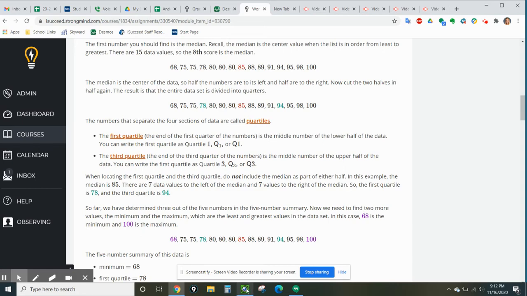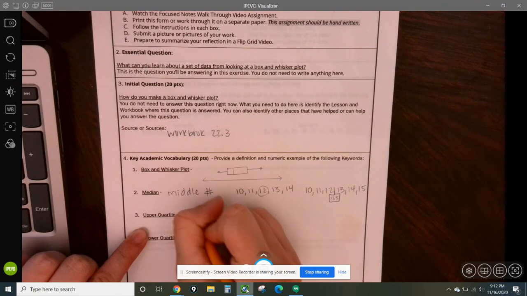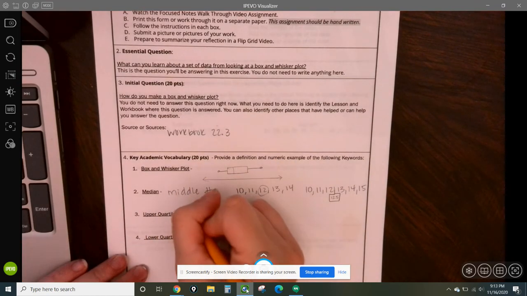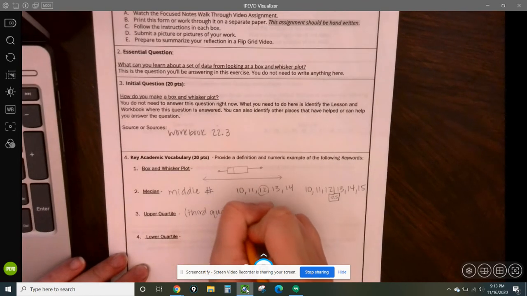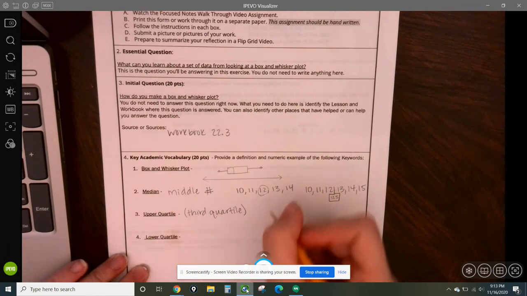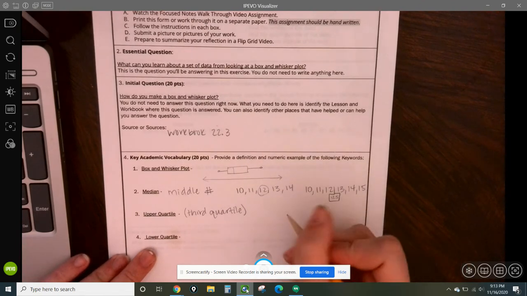So let's fill that in here on our notes. So the upper quartile, we could also write, sometimes it's called the third quartile. So either the upper quartile or the third quartile. It's the middle number for the upper set. So let's give an example here.